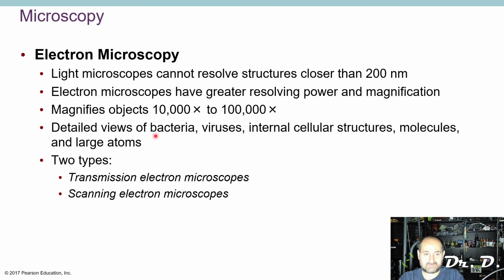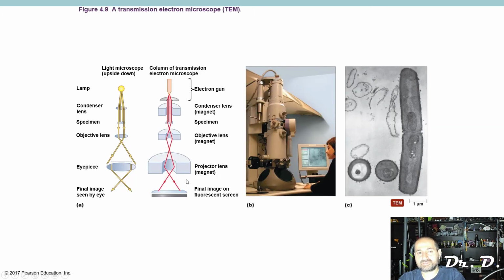Because of this, you're going to see detailed bacteria, viruses, internal structures of cells, molecules, even atoms. You can see individual atoms, right? So it's really, really interesting stuff. And there's two main types we're going to learn about: transmission electron microscopes and scanning electron microscopes. Let's talk about the difference between the two.